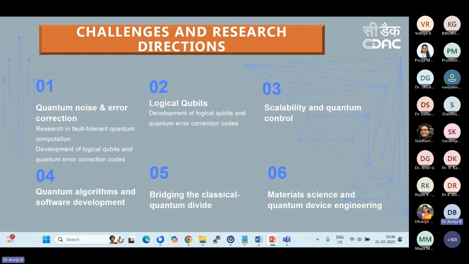And the other challenge, of course, which I already highlighted, is how to bridge the classical to quantum divide. For example, if you want to make use of the systems as accelerators, then how do you efficiently come up with the interconnects which can intelligently encode and decode the quantum data, right?